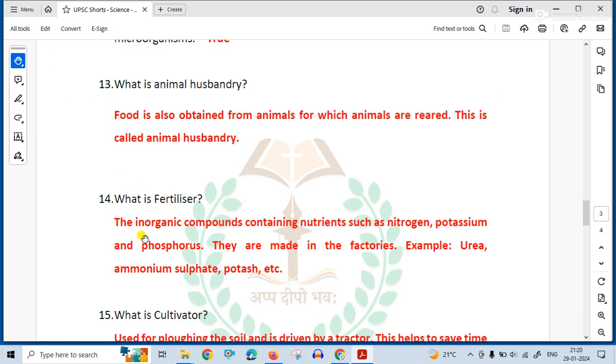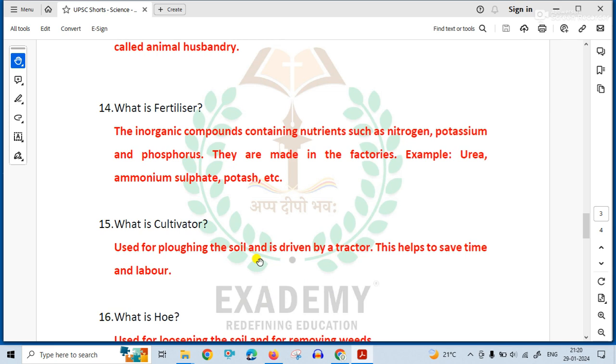What is fertilizer? The inorganic compounds containing nutrients such as nitrogen, potassium, phosphorus, NPK. They are made in the factories, for example urea, ammonium sulfate, potash, etc. What is cultivator? Used for plowing the soil and is driven by a tractor. This helps to save time and labor.